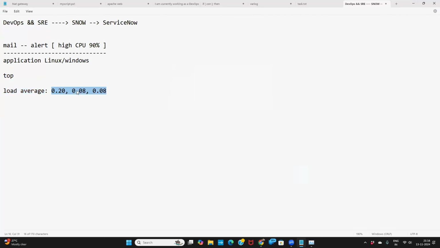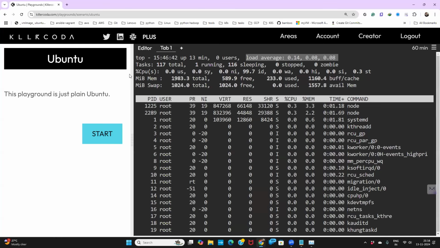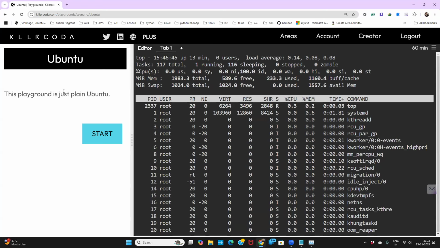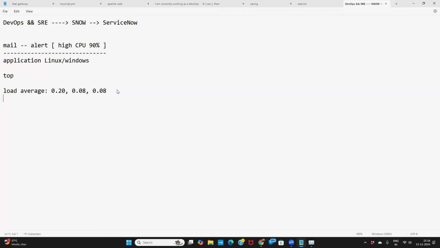The load average is 0.20, 0.08, 0.08, some numbers like that, right? What exactly is it? It says what the utilization of your system is at present. The first is the present CPU utilization, then the 5 minutes back utilization, then the 15 minutes back utilization.